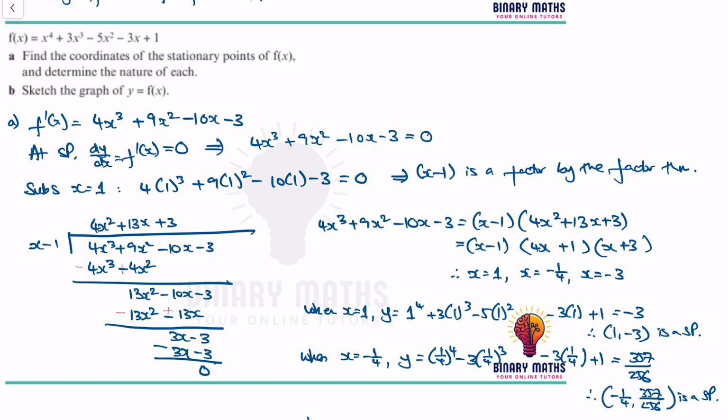The last one I need to substitute in is when x is equal to negative 3, y will be equal to negative 3 to the power of 4 plus 3 times negative 3 to the power of 3 minus 5 times negative 3 to the power of 2 minus 3 times negative 3 minus 1, and it gives me a value of negative 35. Therefore, minus 3, negative 35 is a stationary point. Just realize I missed a term here, which is minus, I'm just going to have to write here, 5 times a quarter squared. Okay, that's it.